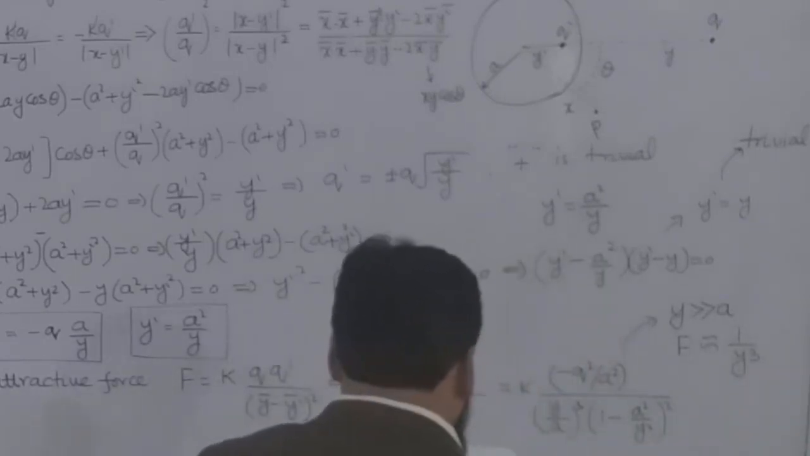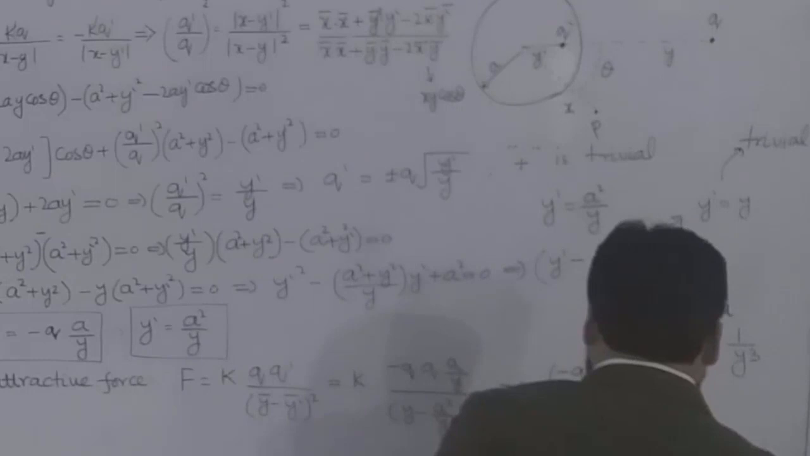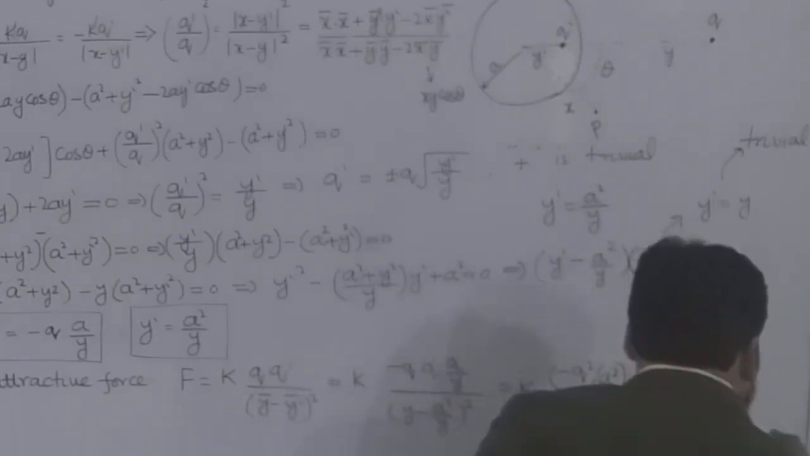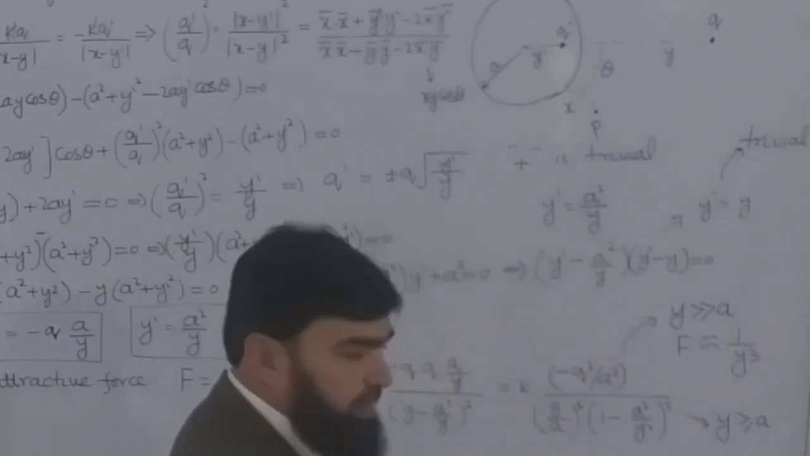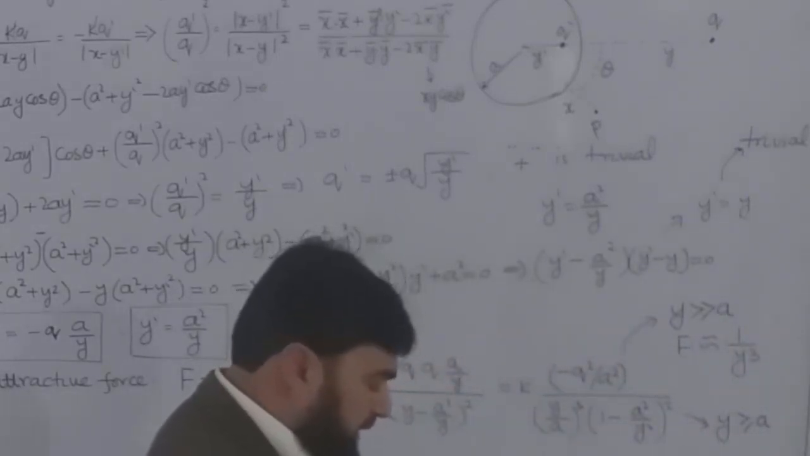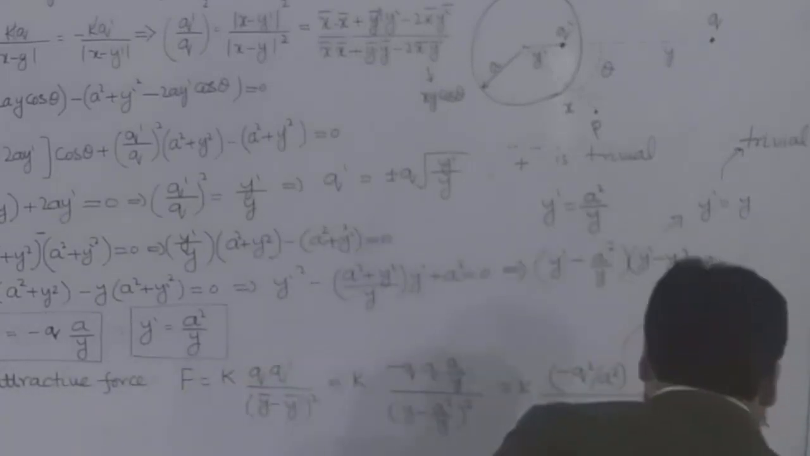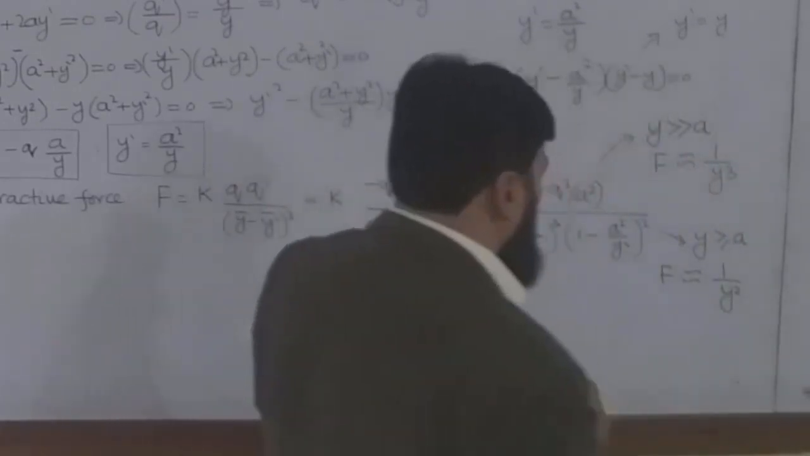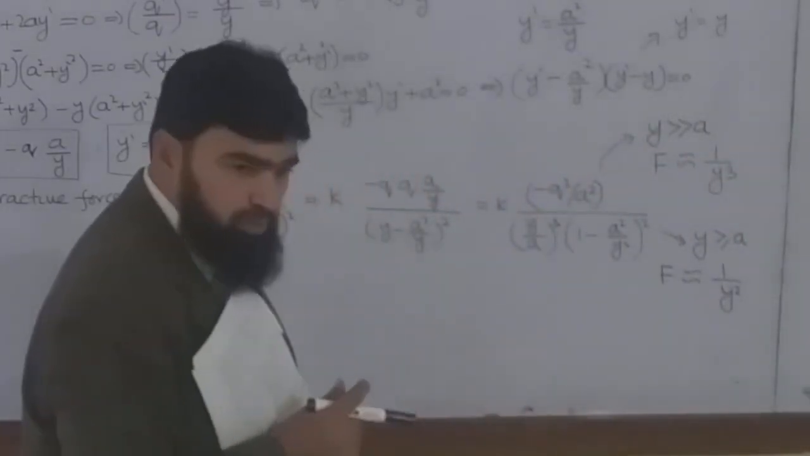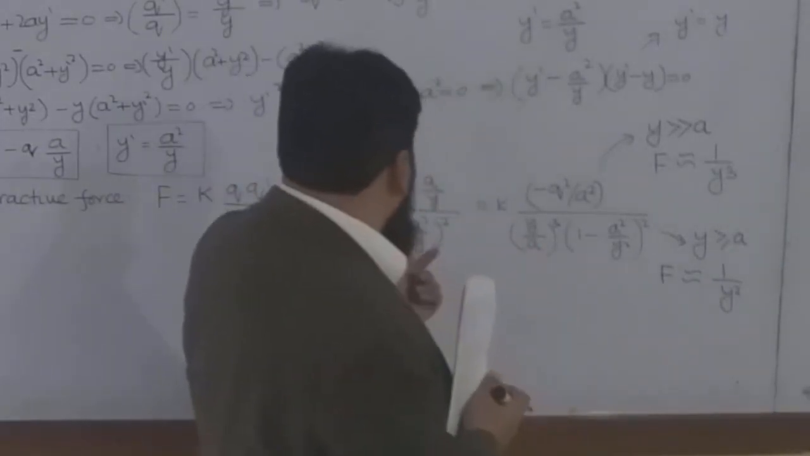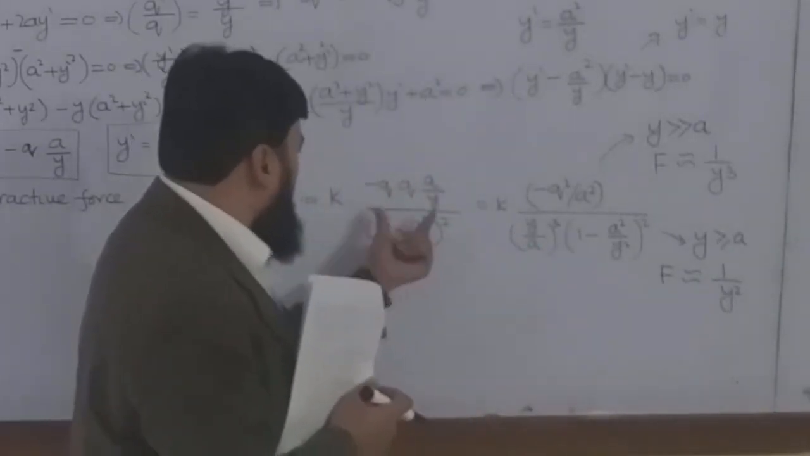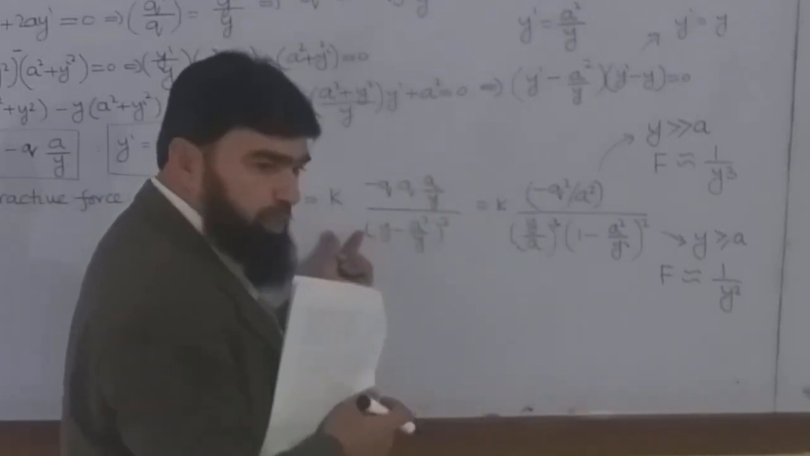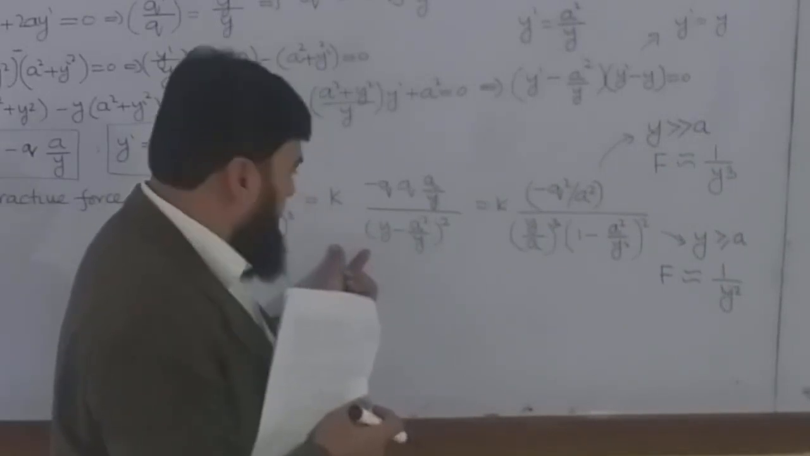And when you put y approximately r, greater or equal to a, right? Then your f will become approximately 1 over y squared. How? Look here. Do multiply means this one. A over y, bring it here. So what it will become? It will become y over a.